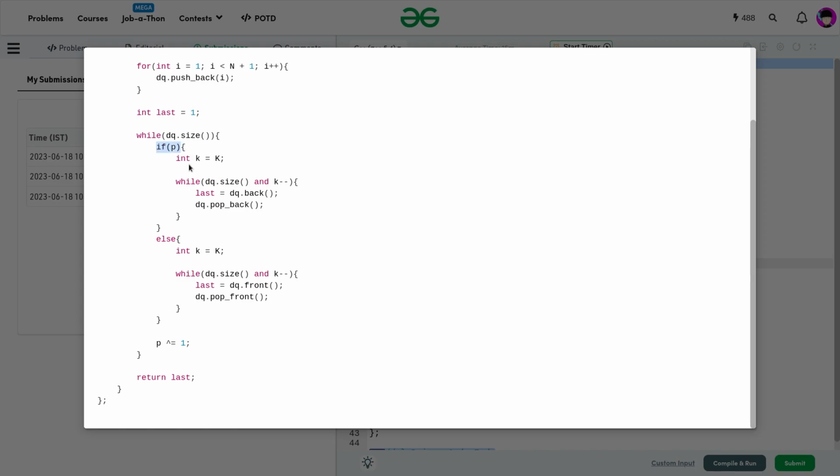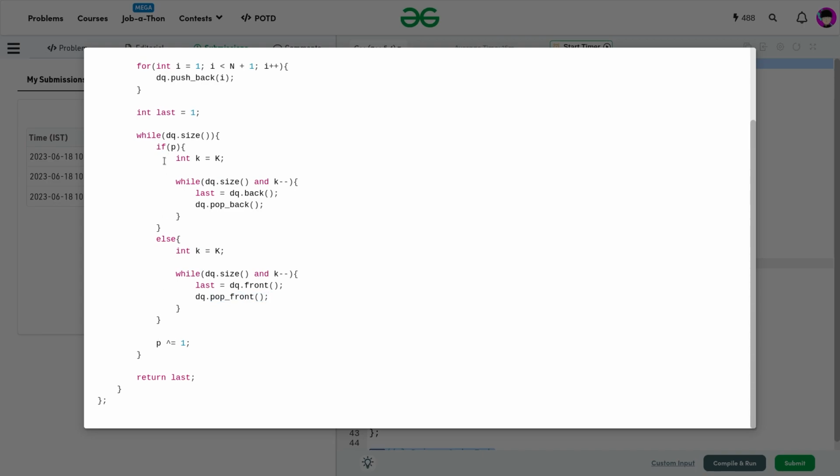If p is equal to 1, that means I have to pop from the back. So I'll initialize a new variable which is equal to k. So this is small k and this is capital K. And while both of these conditions are satisfied, dq dot size is greater than 0 and my k value is greater than 0, right? So I'll update my last element as dq dot back and I'll pop back from my dq. Otherwise, if the value of p is 0, I will again set my value of k as capital K and with these two conditions, I'll update my last element as dq dot front and I'll pop my front element.